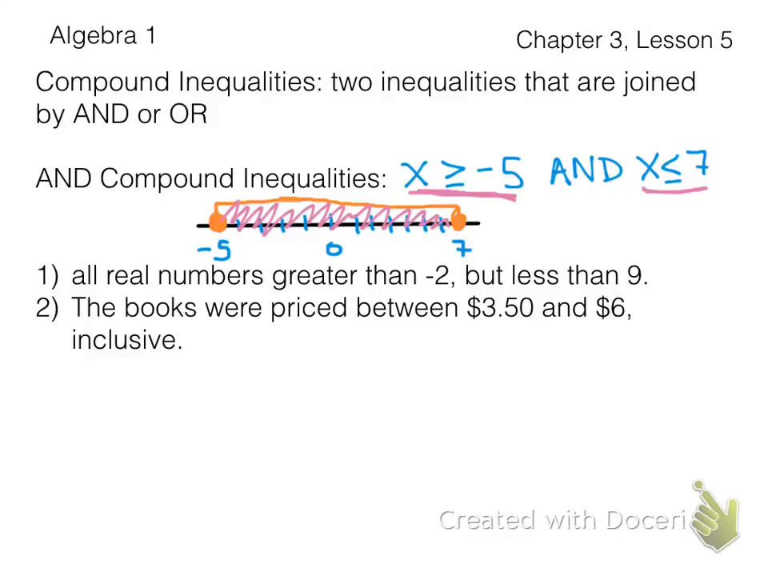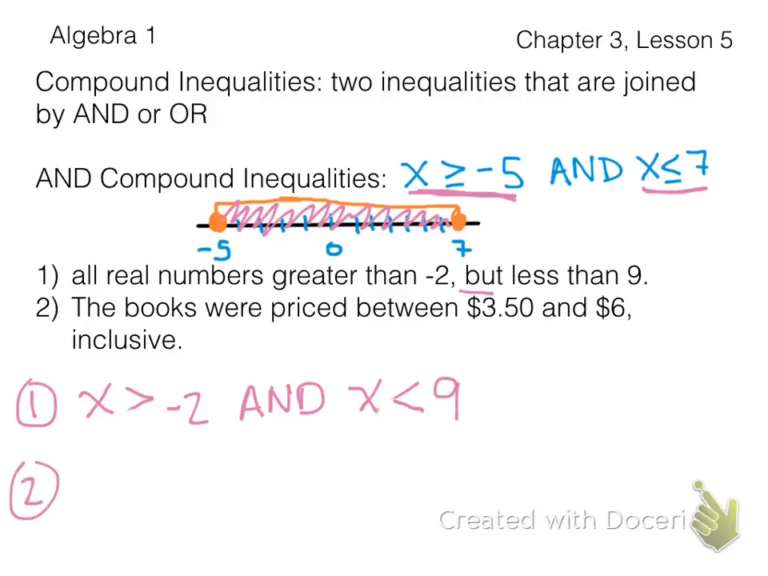So if we were to make a compound inequality for number 1 here, all real numbers greater than -2 but less than 9. Well, x can be greater than -2, and, because really that's what the "but" means, but less than 9. So x has to be less than 9, or less than or equal to 9. There we go. So there's the compound inequality based on that statement.